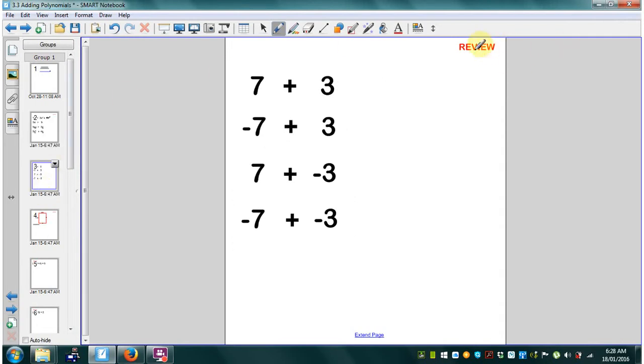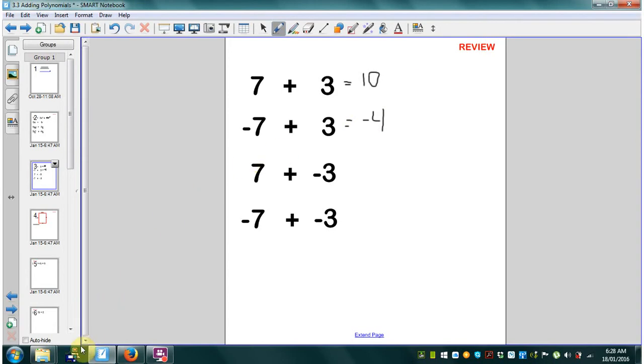Okay, so this is a review actually from grade 7 and 8. I just want to make sure you guys are comfortable with putting together your positive and negative numbers. So 7 plus 3, that's easy. That's just 10. Okay, I want you to do these in your head as we go. So negative 7 plus 3. You should get negative 4, and you should know that.